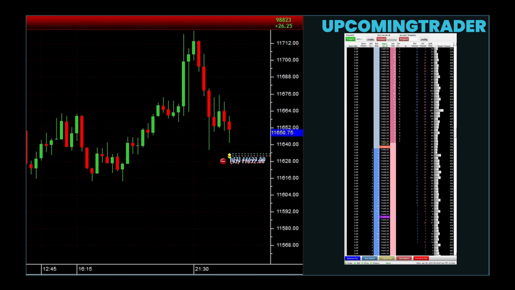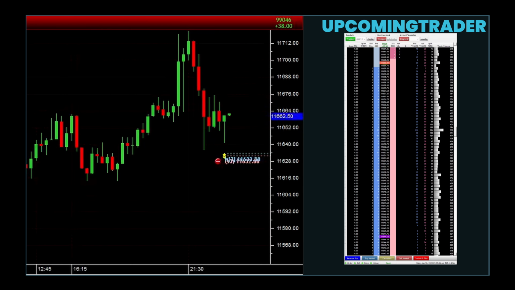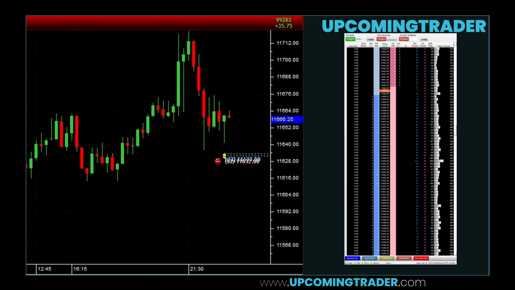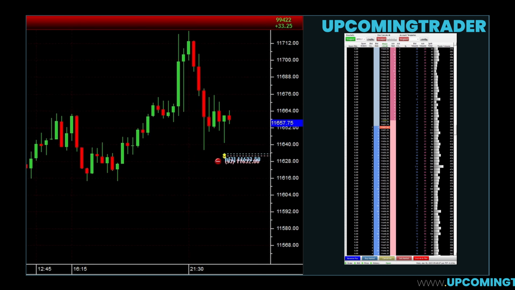The head and shoulders pattern is a classic reversal pattern, indicating that an uptrend might be coming to an end. It consists of 3 peaks, a higher peak in the middle, known as the head, and 2 smaller peaks on either side, known as the shoulders. The line connecting the 2 troughs between these peaks is called the neckline. Once the price breaks below the neckline, it typically signals a reversal.